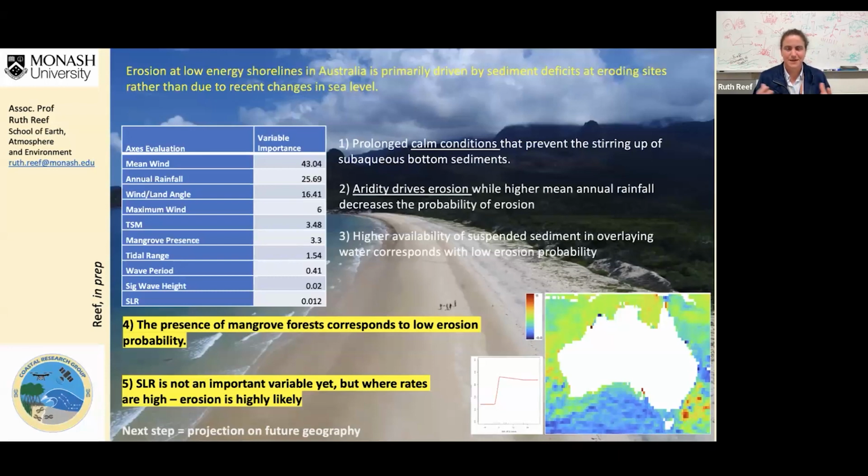So if I look at my model and I ask my model, so what matters, right? What matters to make a shoreline change? We can see that erosion at these low energy shorelines in Australia is currently driven by sediment deficit, and it's not really sea level rise yet. So things like wind. If I have really prolonged calm conditions, I have nothing suspending sediments. I have nothing to bring sediments to the beach.